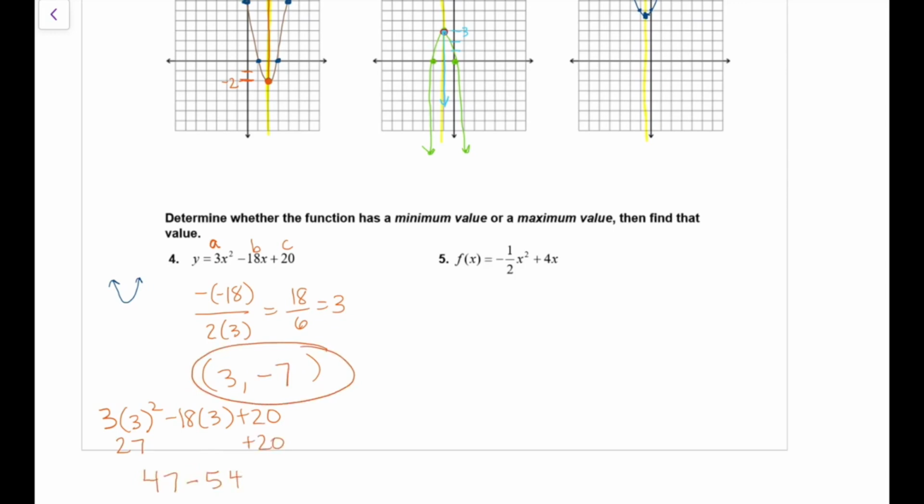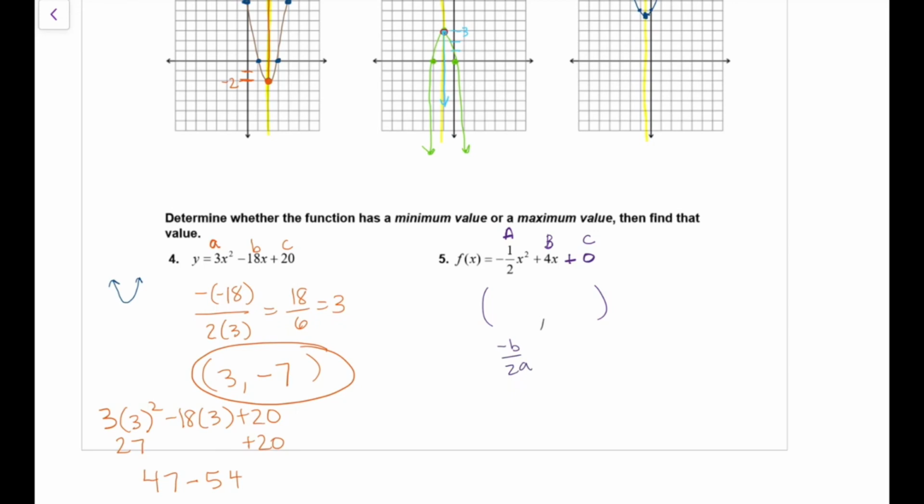We're going to do the same thing for number 5. We have a, b, and c. There is no c value. There's no number by itself, so we're going to add a plus 0 at the end for our c value. A is going to be negative 1/2, b is going to be a positive 4, and c is going to be a 0. To find our x, we're going to use negative b over 2a.